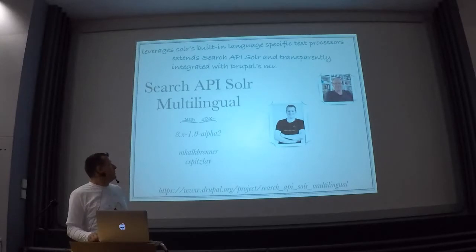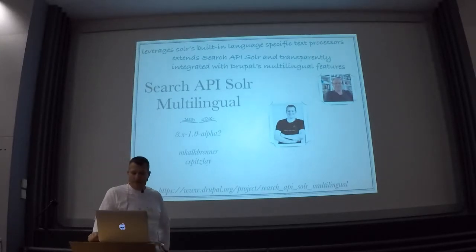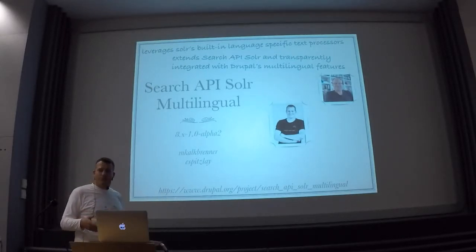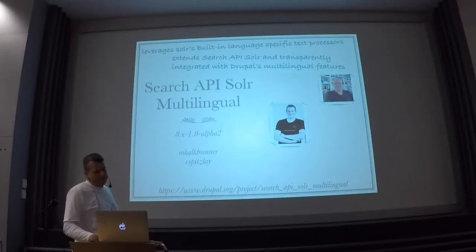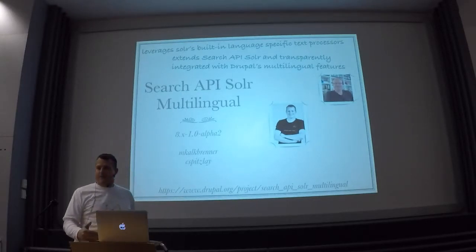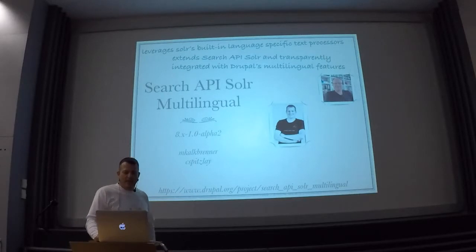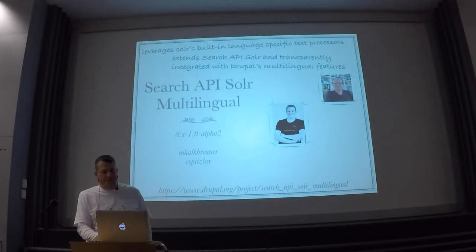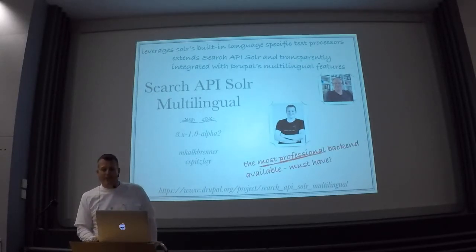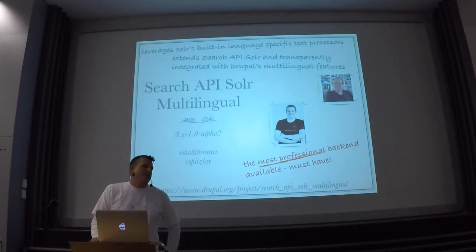And if you run Drupal, what this module does, it really transparently integrates with Drupal. So if you enable a new language within Drupal, then during indexing, all the required handling of the content is done automatically. So if you are here in Germany or in Europe in general, I consider this as the most professional backend for Search API, because nobody here will run a website just in English.